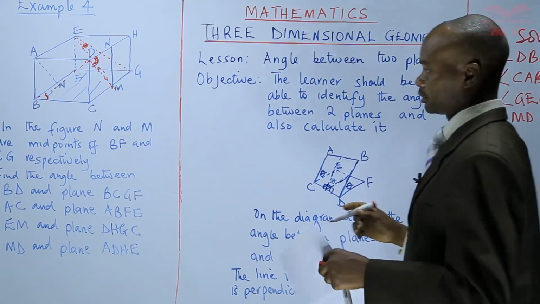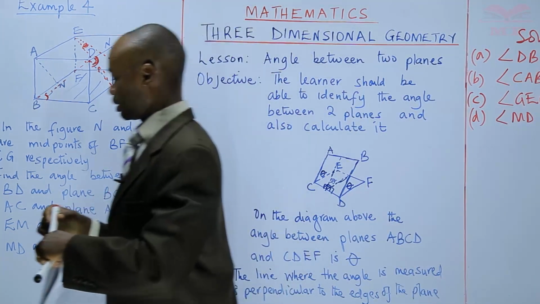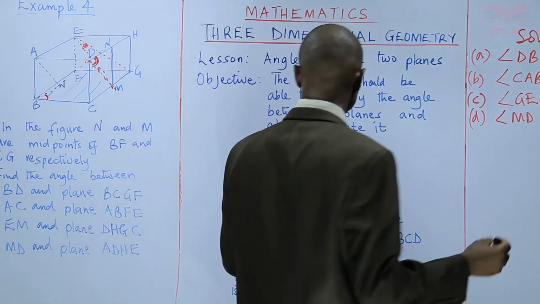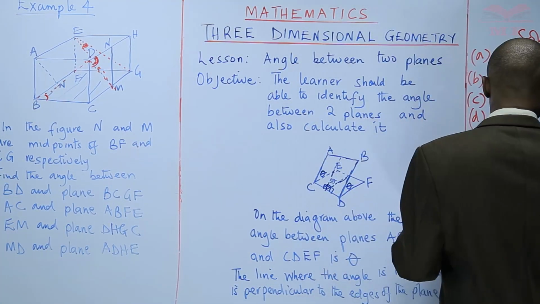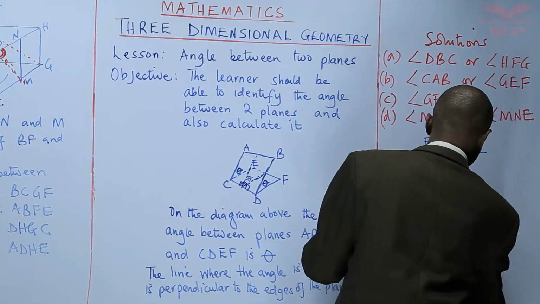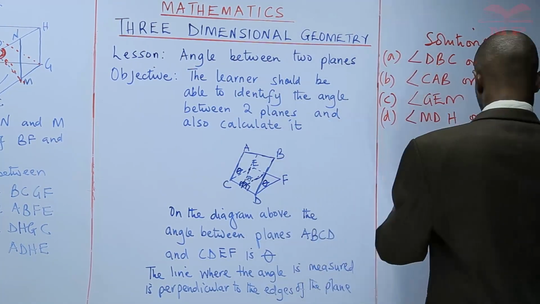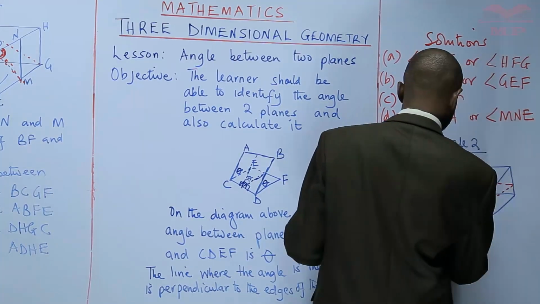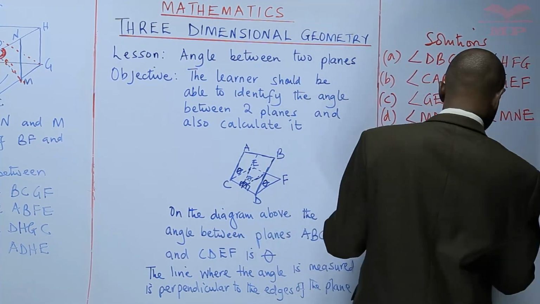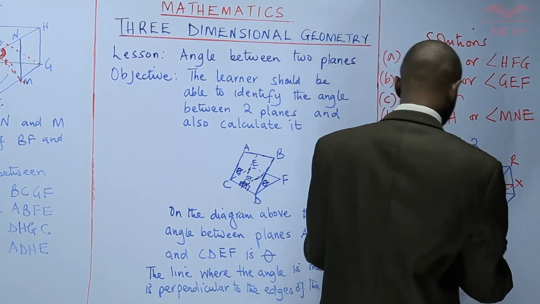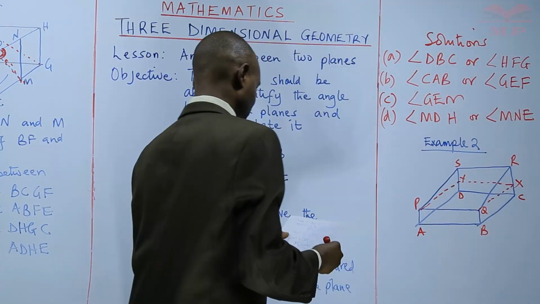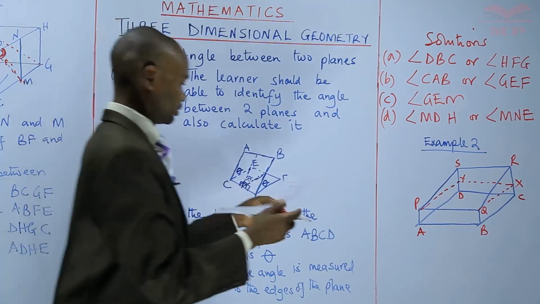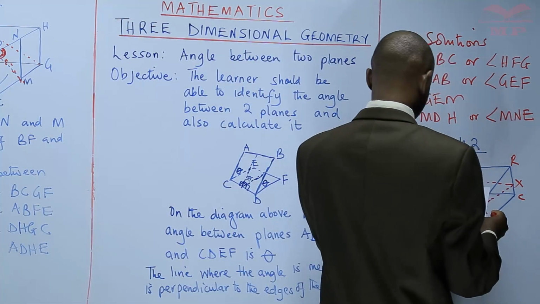Having looked at that, we shall look at a numerical example, example 2. You're told that is the figure for the diagram. This one is given as 10.